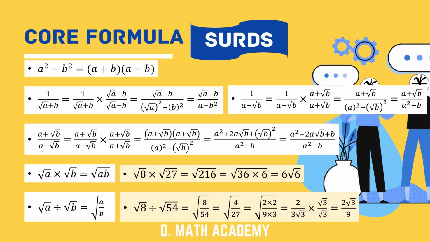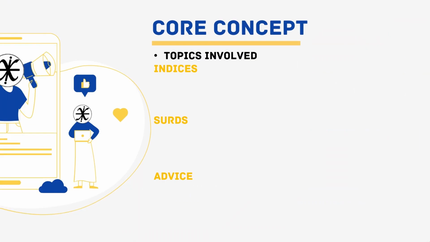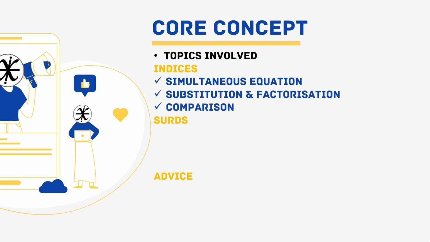It may sound a little bit vague, but it is very crucial when it comes to this type of question. So you have the red box at the top right corner. That's the rules that apply to surds where it has a root at the denominator. For indices, there are a few topics that they always try to associate this with: simultaneous equation, substitution and factorization, and comparison. All this is covered in your example later on.